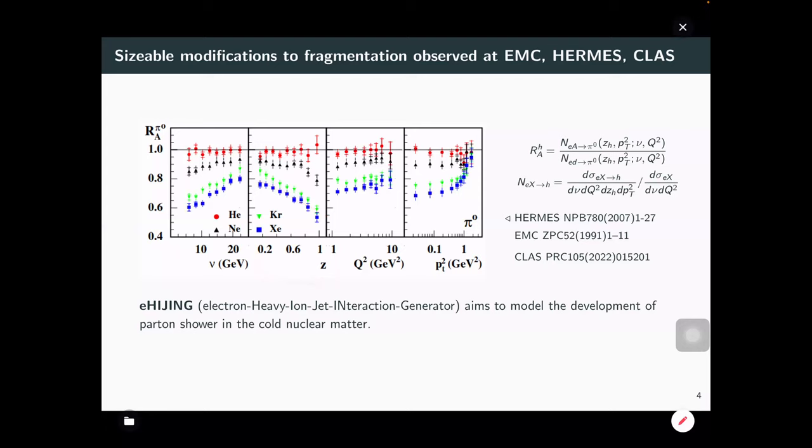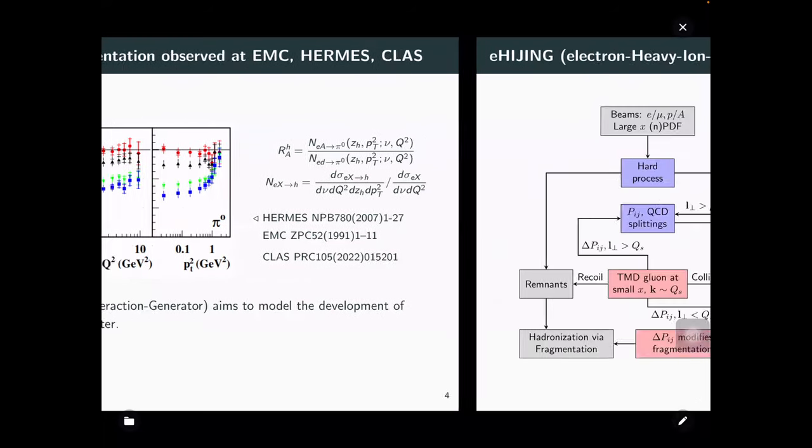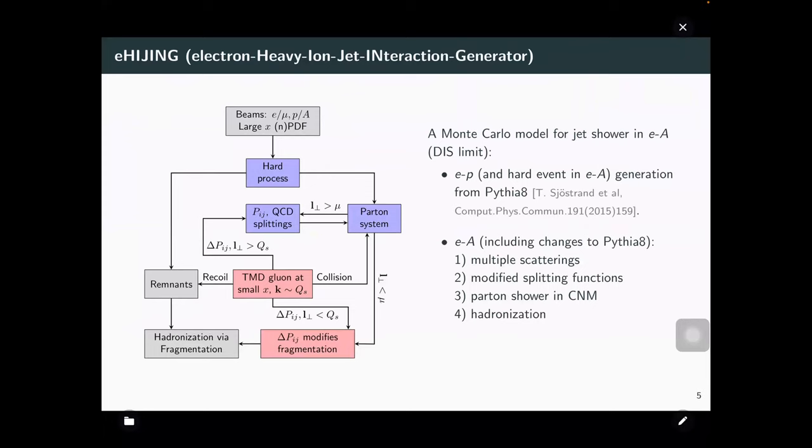And this eHIJING generator, whose full name is Electron Heavy Ion Jet Interaction Generator, is a model that aims to study the development of the parton shower and energy loss effects in electron-ion collisions. So this is the general structure that I will introduce in the rest of the talk.